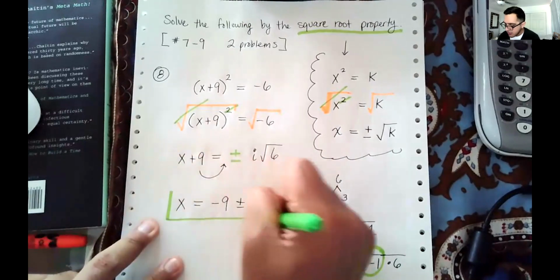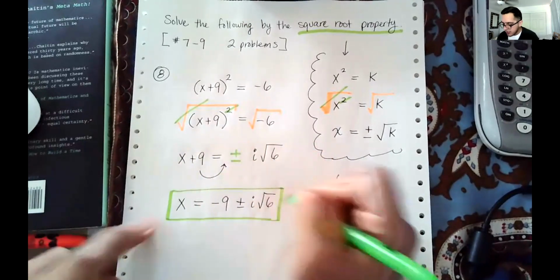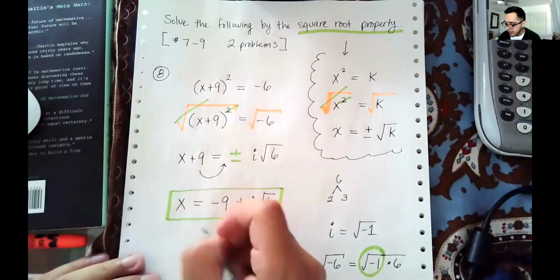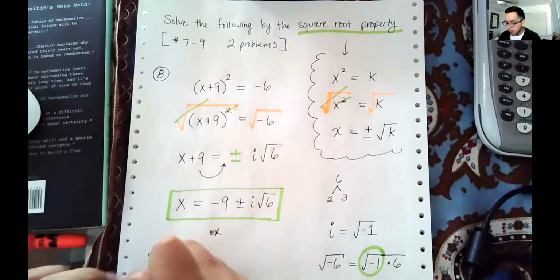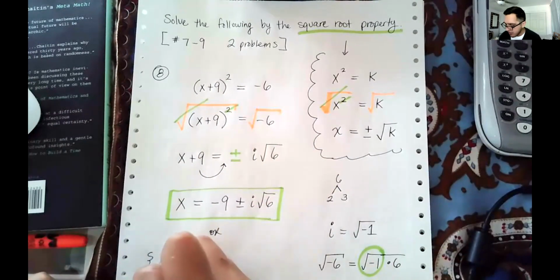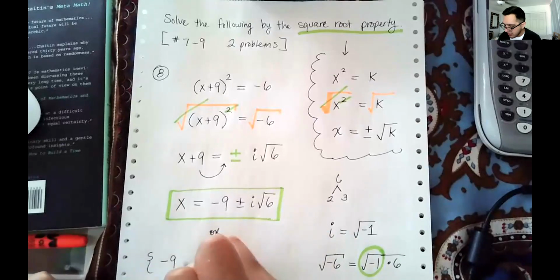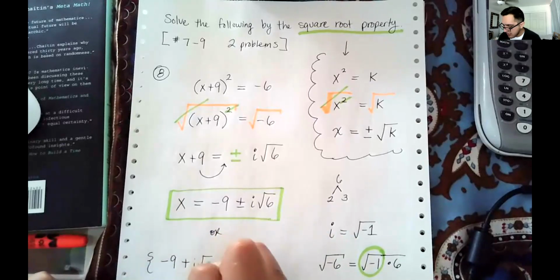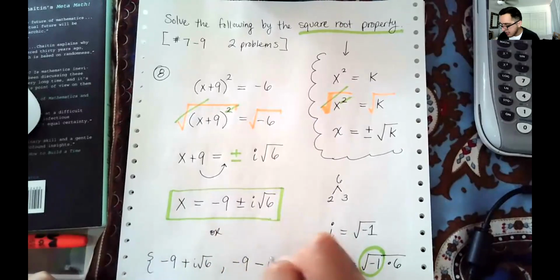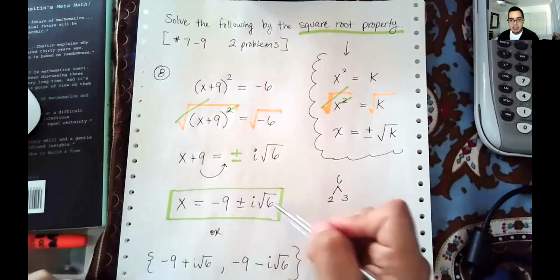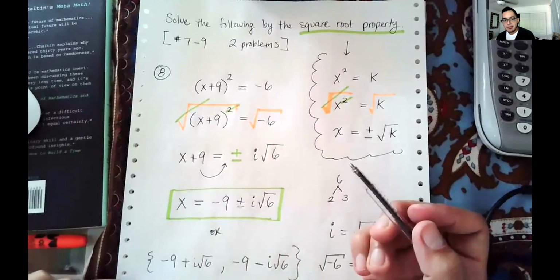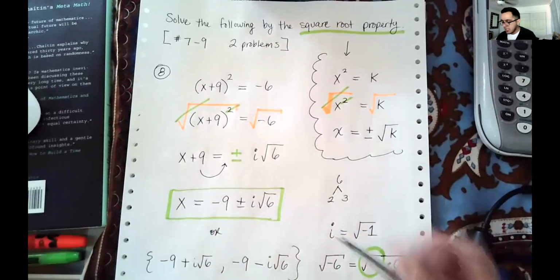And technically this is two solutions. Sometimes the solution set is written in braces like so. And so your two solutions would be negative 9 plus i root 6 and negative 9 minus i root 6. But you can leave it like this because this would be a condensed form. It's less writing that you have to do. Okay. Does anybody have any questions?